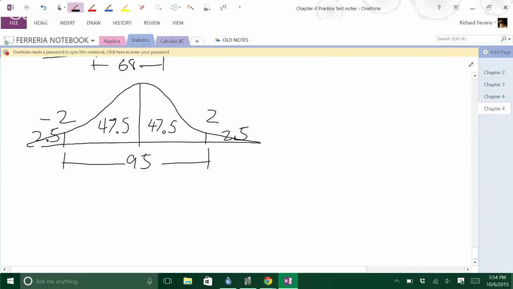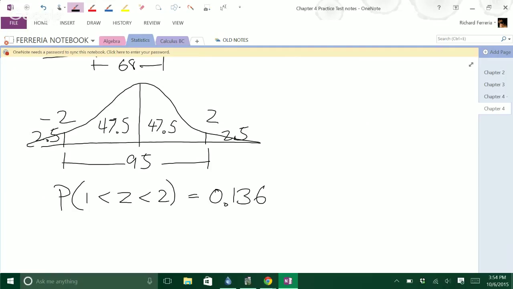Did anyone calculate it using the TI? I think Ophir, you did, right? With the TI, what'd you get? Oh, 0.136. Can you put it in percent form? If it doesn't specify, absolutely. This one here says proportion, so you should be putting it as 0.165.